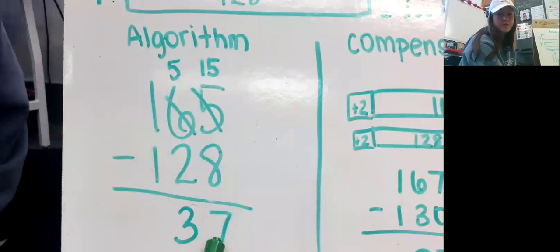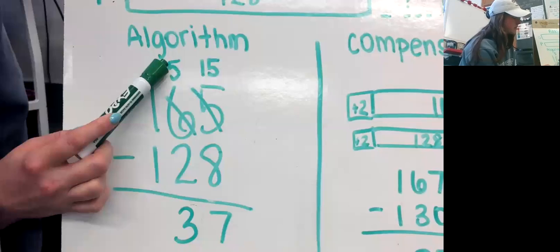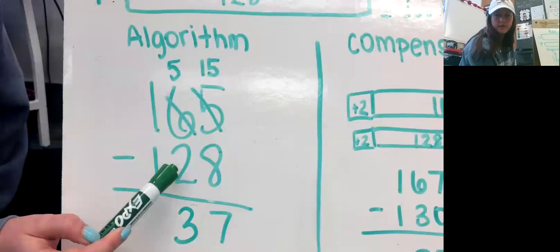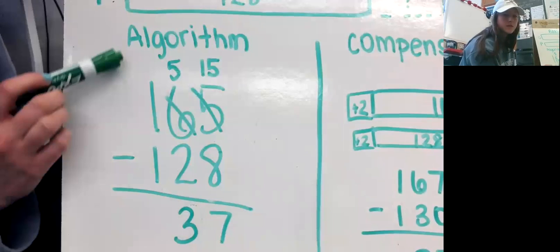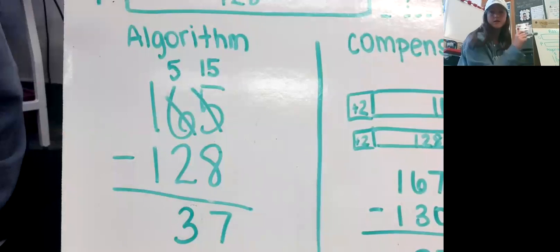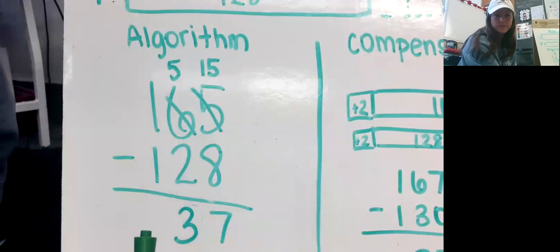Okay, now I'm done with my ones place. Now I'm going to go over to my tens place, and now I have 5 tens left. I'm going to take away 2. 5 take away 2, that's easy. I can do that in my head. That gives me 3. And then I look at my hundreds place. 1 minus 1 is 0. I can just leave that blank. So I know that Diane skipped rope 37 more times than Peter did.